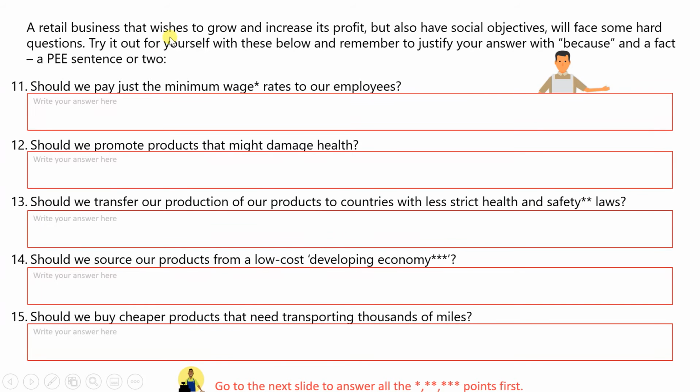A retail business that wishes to grow and increase its profits, but also have social objectives, will face some hard questions. Try it out for yourself with these below, and remember to justify your answer with because and a fact. A PEE sentence or two per question. So here we go, questions 11 to 15. 11. Should we pay just the minimum wage rates to our employees? 12. Should we promote products that might damage health?